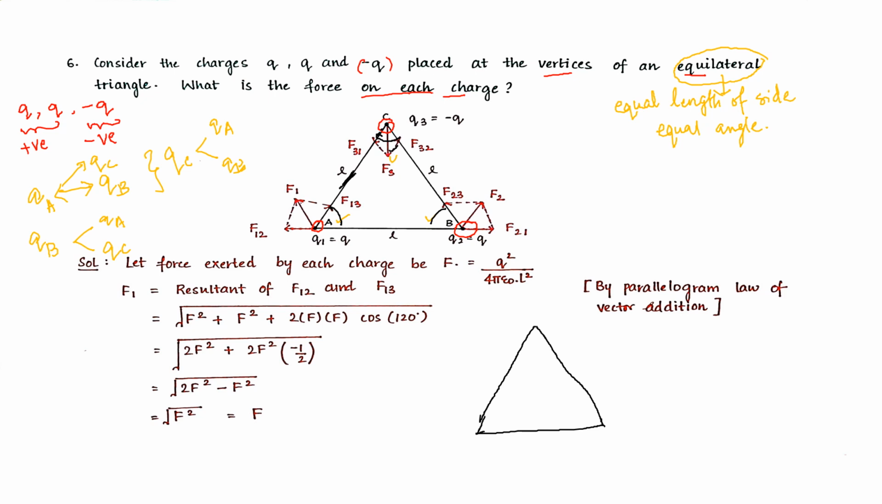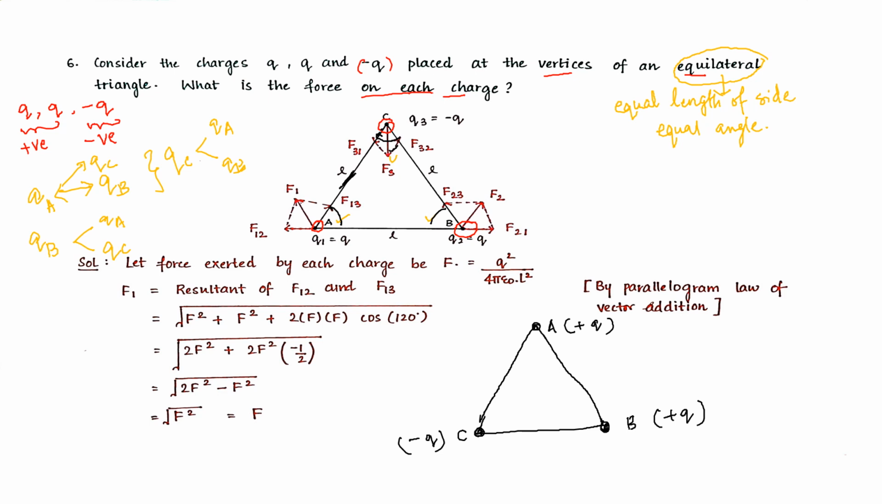I will just change the vertices. I will take the top one as A. On A we have a positive Q charge. This side I will take as B, which is again having a positive Q charge. This one C having a negative Q charge. So changing the vertices in an equilateral triangle will not change anything, because it's an equilateral triangle, everything is equal.